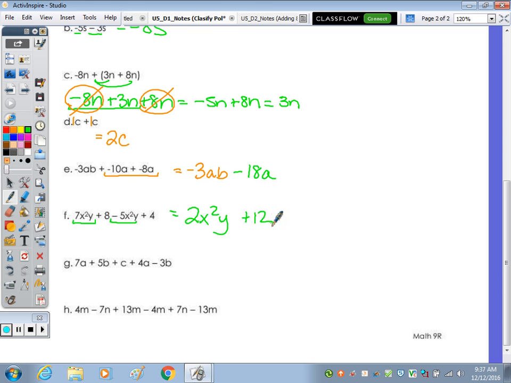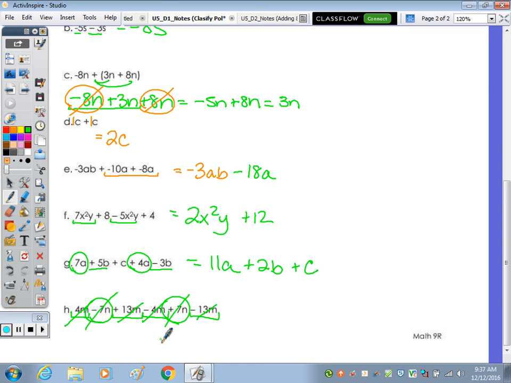In G, I'm going to combine in alphabetical order. So the A's, I have 7 and 4, which is 11. Now the B's, a positive 5B minus 3B would be a positive 2B. And then last, there's no term to combine with the C, so we just bring it along. And at the end, I will also combine in alphabetical order, m's before n. I see 4m and a negative 4m, so those would cancel. And then a positive 13m and a negative 13m, those would cancel. And then last for n's, a negative 7n and a positive 7n cancel. So if everything cancels out, or it's the additive inverse, the answer is 0.